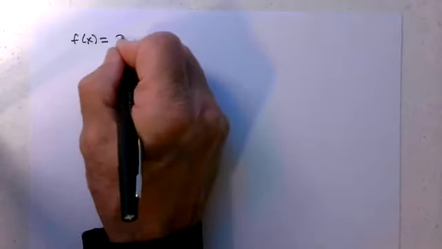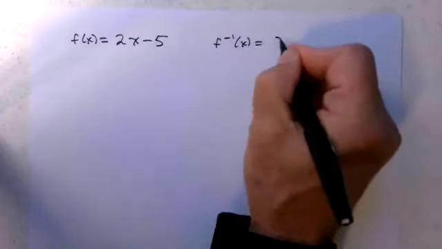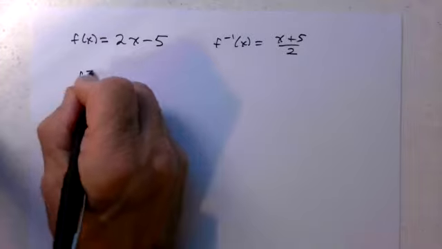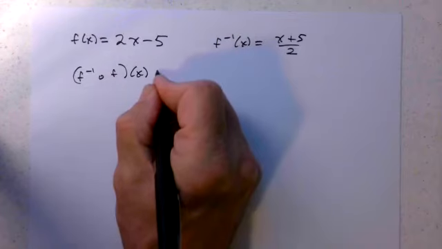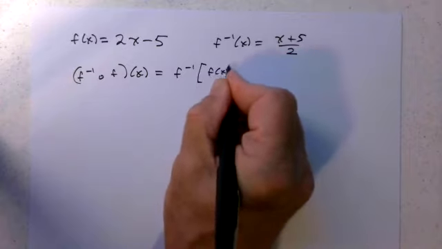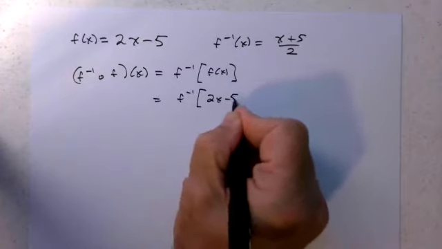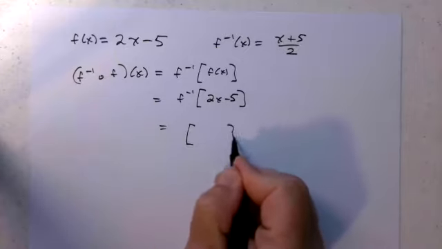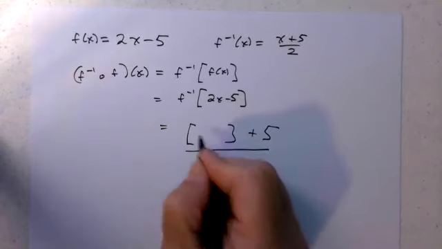F of x is 2x minus 5, and we think f inverse of x is (x plus 5) over 2. Now, the first time we did f circle f inverse. This time, let's do f inverse circle f of x and see if the resulting thing that comes back is x. So this is f inverse of f of x, which is f inverse of 2x minus 5. F inverse is supposed to be (something plus 5) over 2. F inverse of something is (something plus 5) over 2. So the something this time is 2x minus 5.